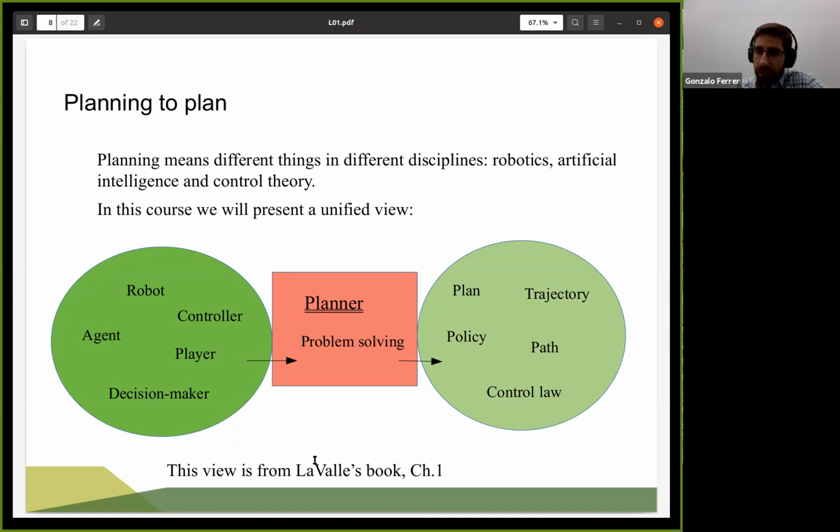This is a recommended book. You can check it out in Canvas. We have a digital copy, and I think the author also shared a freely available copy with the world on his webpage, so you can check it out. It's a really, really good book. We'll follow parts of it, right? When there's content included in the book, I will say so in the slides. Later, if you want to go deeper, you can check it out. But this is just to talk about this unified view on what planning is.